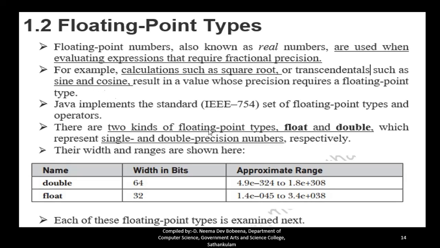There are 2 kinds of floating point numbers. One is float and the other one is double. Float is single precision and double is double precision. Double takes 64 bits and float takes 32 bits.